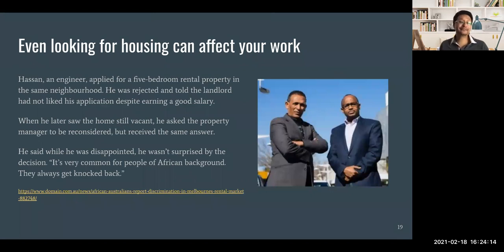Even looking for housing can affect your work. So again, instead of Hassan being able to apply for the rental and get it, it just stood there vacant, even though he felt that he could afford it. And they know that's what's going to happen. And so every time he's driving to work, he has to think about, right, instead of trying to improve my career, I need to think about how I can work around this situation where I just need to be able to rent a house for my family. And again, it's a missed opportunity. So it's not just one thing, it's accumulating these things all the way through.